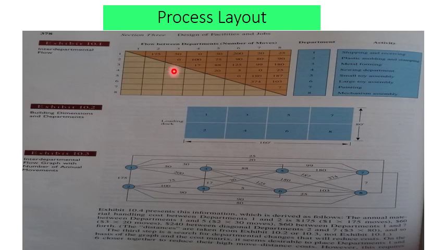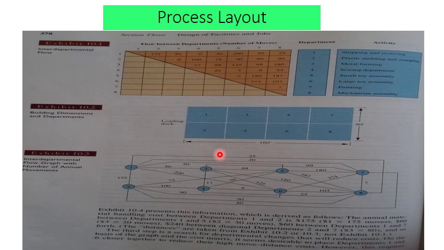And this number represents the moves. For example, from Department 1 to Department 2, there is a move of 175. And from Department 1 to Department 8, there is a move of 25.